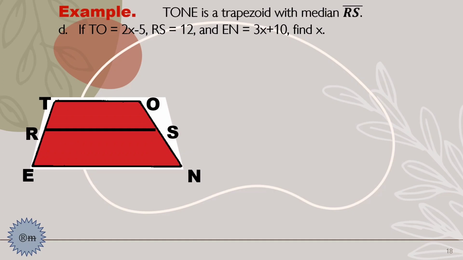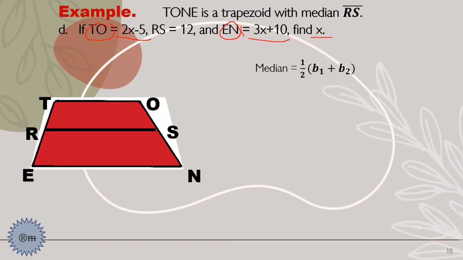If TO equals 2x minus 5, RS equals 12, and EN equals 3x plus 10, find x. But do not forget, this 2x minus 5 is only a representation of TO, and 3x plus 10 is the representation of EN. So we can solve also EN and TO, but before that, let us solve for x.